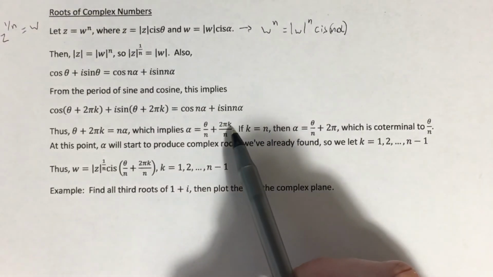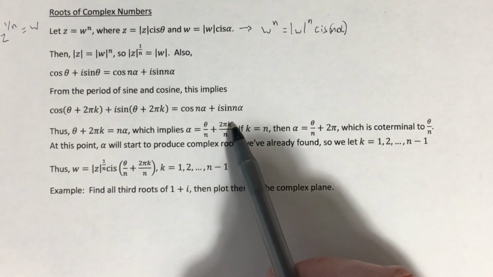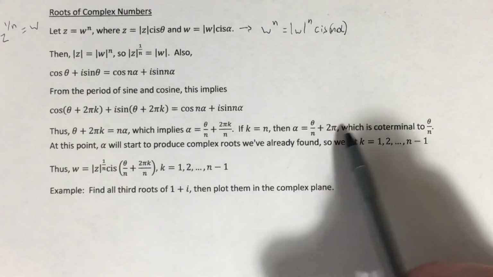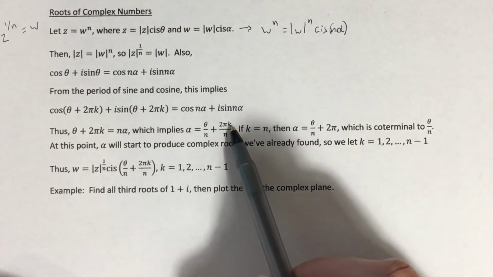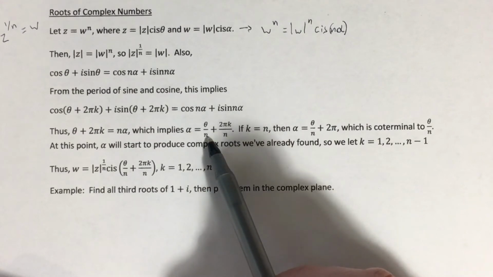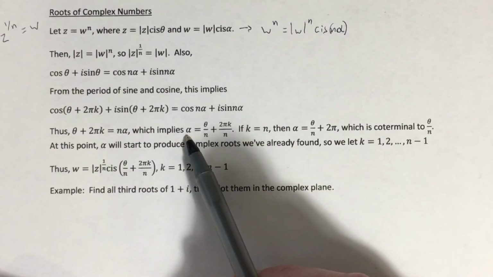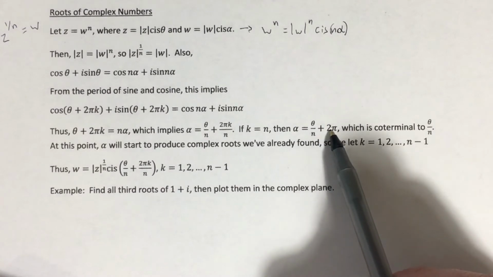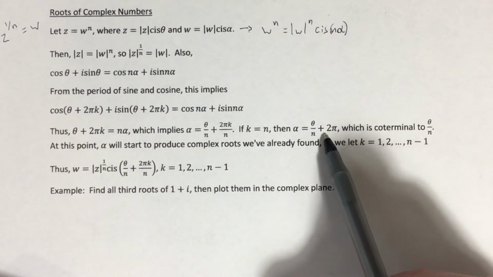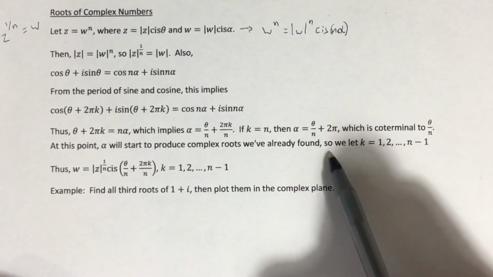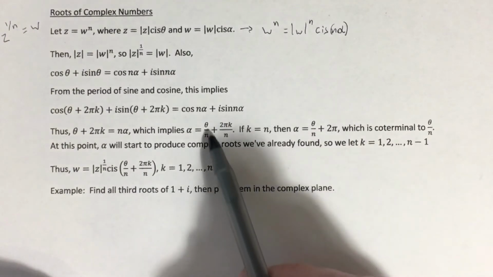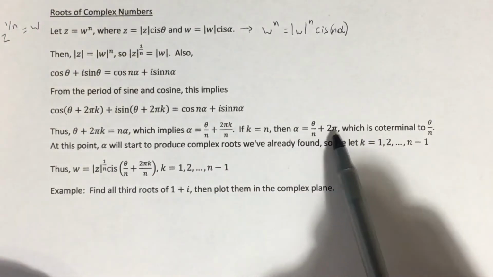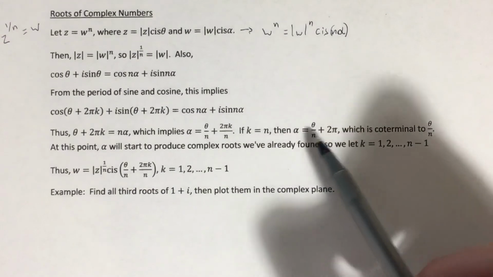Well, notice if we plug in n for k, then this would be 2 pi n over n, and the n's would cancel out, giving me this, theta over n plus 2 pi. Now, if I plug a 0 in for k, I just get theta over n. So theta over n is one possible value for alpha. Theta over n plus 2 pi is just coterminal to theta over n because I added a 2 pi to it. That coterminal angle represents the same complex number that theta over n by itself would. So it doesn't give us anything new if we use that.